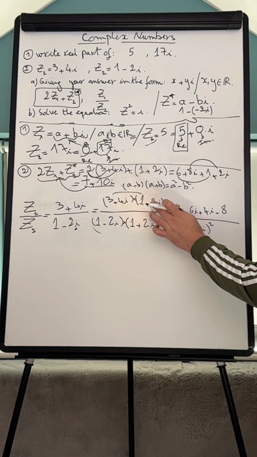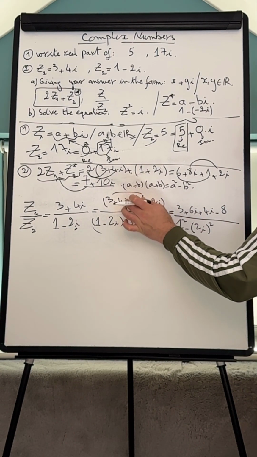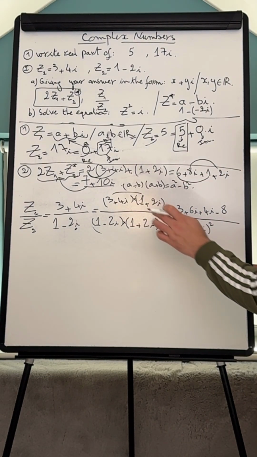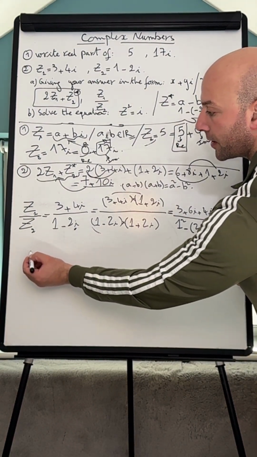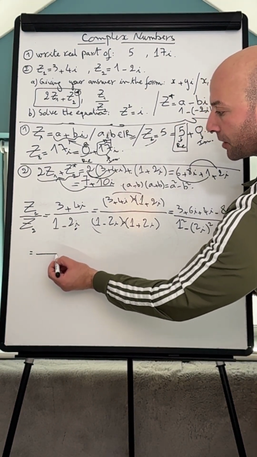Because here, 2i times 4i is 8i squared: 2 times 4 is 8, and i times i is minus 1, so minus 8. As simple as this. And then what we're going to do here is just simplify it now.